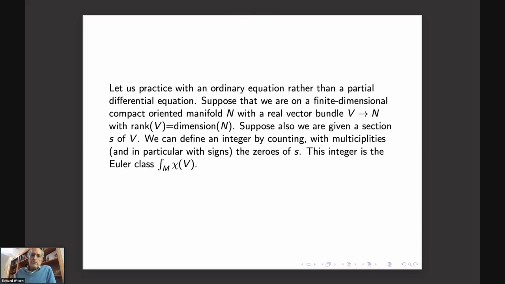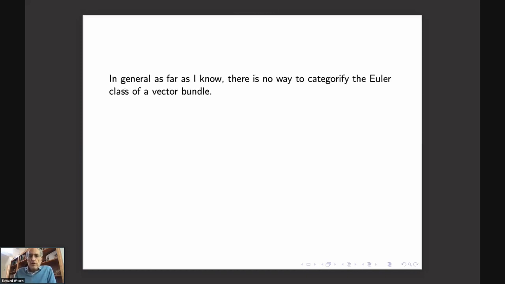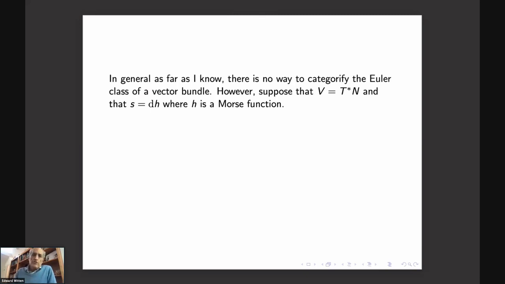It wasn't a PDE, it's an equation. Since we are on a finite-dimensional manifold N, the condition S equals 0 is an ordinary system of equations for finitely many variables, not a PDE. But we're practicing with ordinary equations, that is, equations for finitely many variables, as opposed to differential equations. Now, in general, as far as I know, you can't categorify the Euler class of a vector bundle. I'm not sure what it's supposed to be. But suppose that the vector bundle is the cotangent bundle, and the section is the differential of a Morse function.